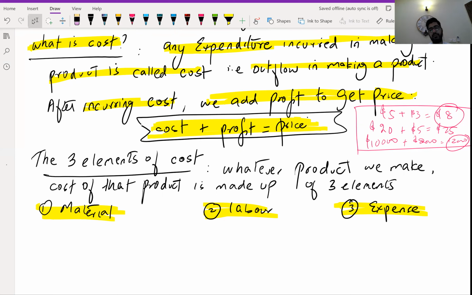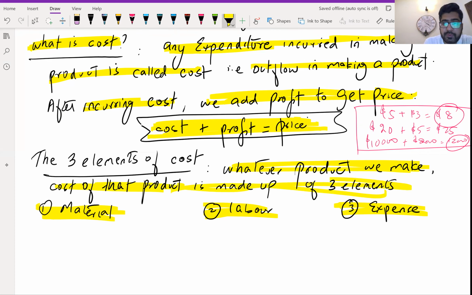Okay. Now, an interesting thing. This is a very good area. No matter whatever product you make, obviously you spend money on making that product, that's cost. The cost of that product is always made up of 3 elements. No matter whatever product you make, the cost of that product is always made of 3 elements because there are only 3 elements of cost in real world. You won't be able to find a 4th element or challenge you.